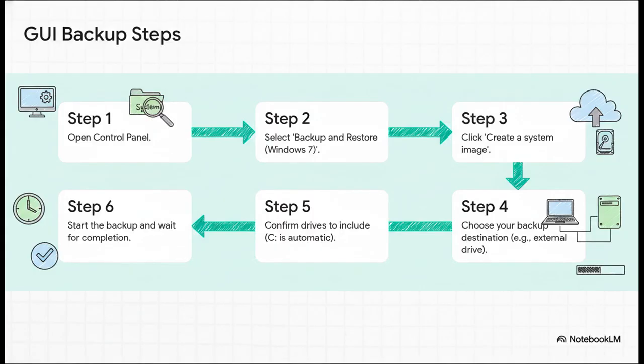First, just open up your Control Panel. You're looking for something called Backup and Restore (Windows 7). Now, don't let that name fool you. It works perfectly fine on Windows 10 and 11. On the left side, you'll see Create a System Image. Give that a click. Then just pick your external hard drive, make sure your C drive is checked, and hit Start Backup. That's it. Windows takes it from there.